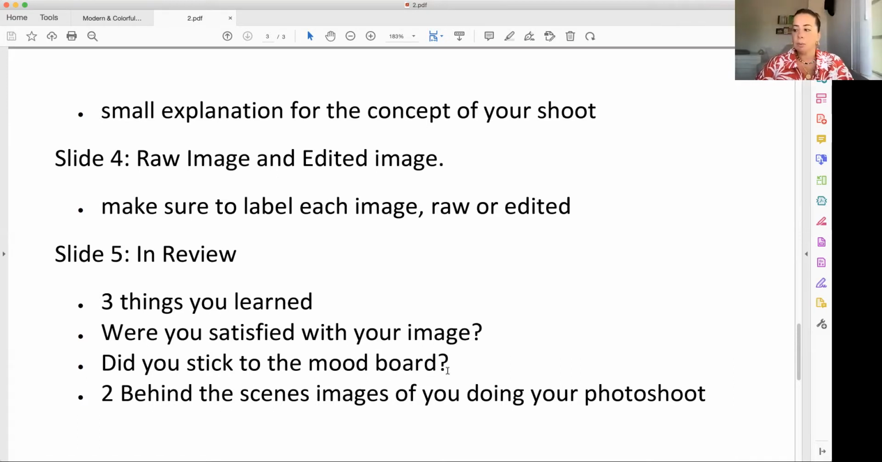Did you stick to your mood board? Did you start out with an idea, a really strong concept, and actually execute it? Or did things change when you were out in the atmosphere with your model and you varied a little bit, you steered away from your mood board?